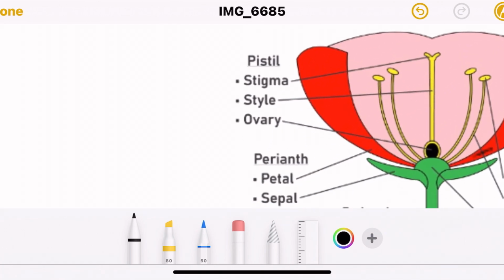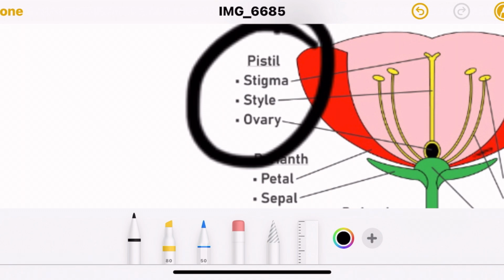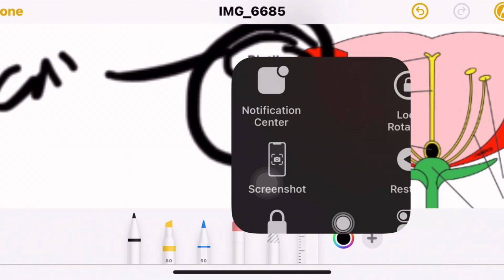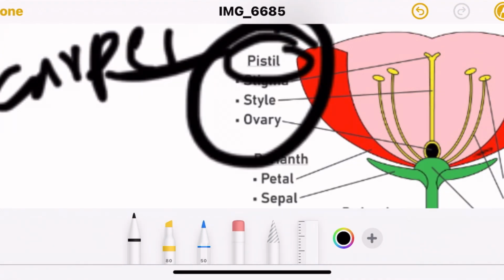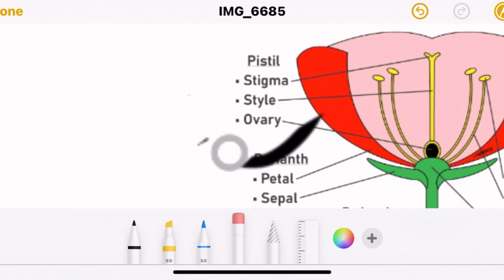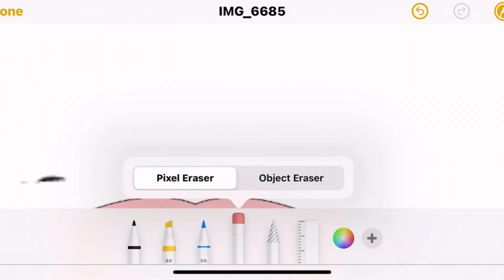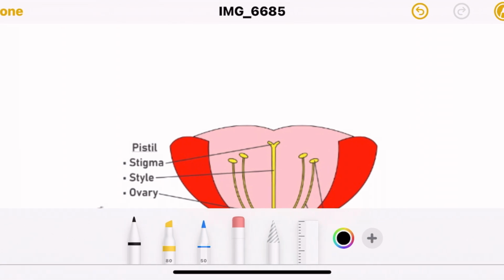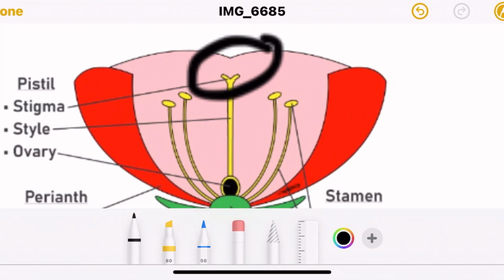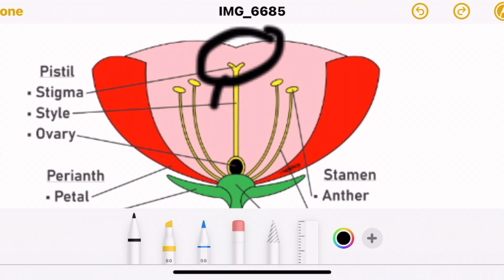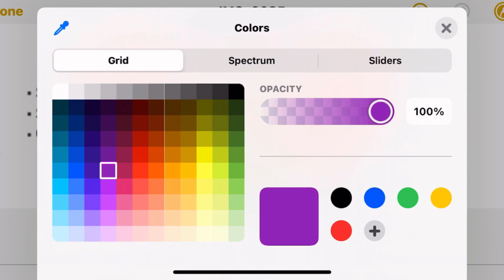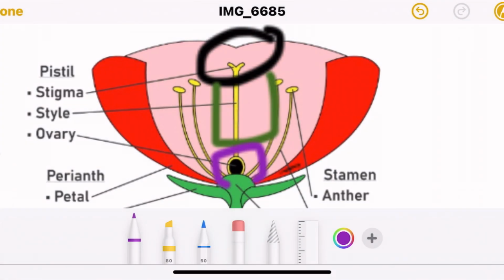Now let's move on to the female part of the flower. The female part of the flower is known as pistil. It's also known as carpel. It has three parts, the stigma. This part is known as the stigma. This thing is known as a style. Wait, let me change my color. Style. And this part is known as the ovary.